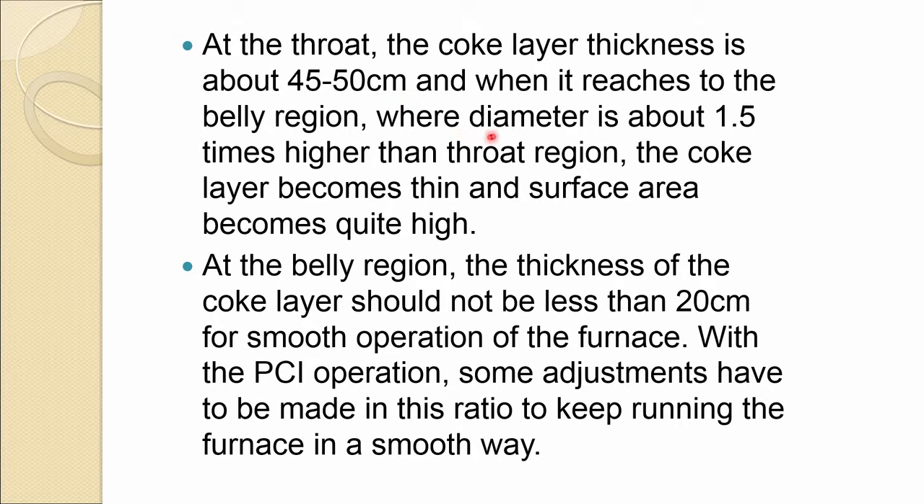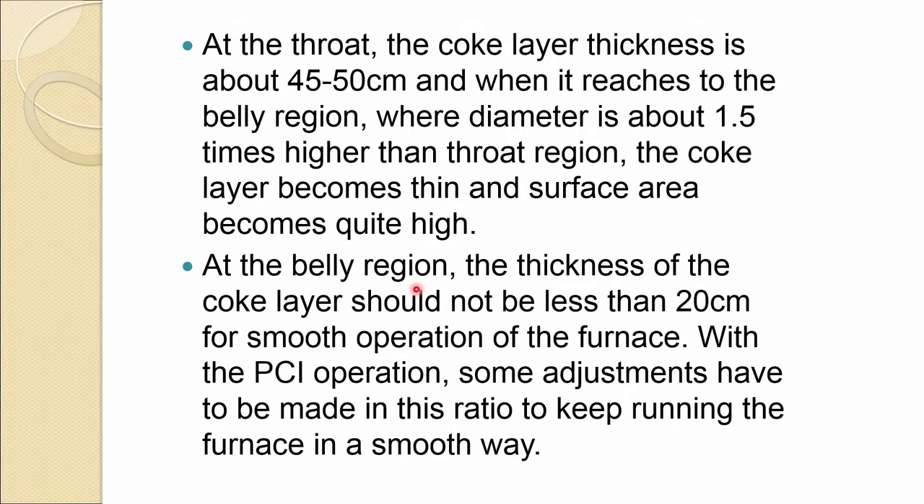So, at the throat the coke layer thickness is about 45 to 50 centimeter, and when it reaches the valley region, where the diameter is about 1.5 times higher than the throat region, the coke layer becomes thin and the surface area becomes quite high. This we discussed in terms of repose angle also, in layering charging, that as you go down it becomes much flatter, and then of course also thinner, because the same volume is spreading over a higher area.